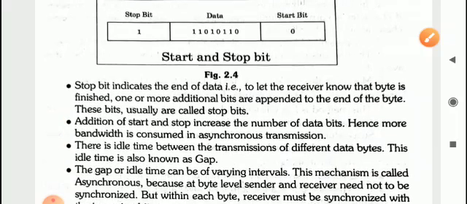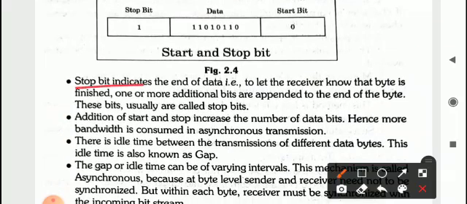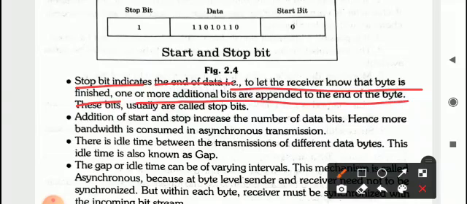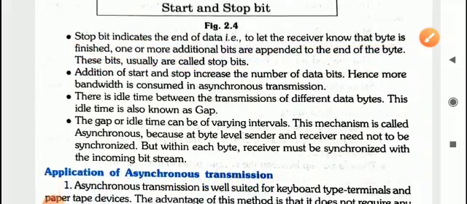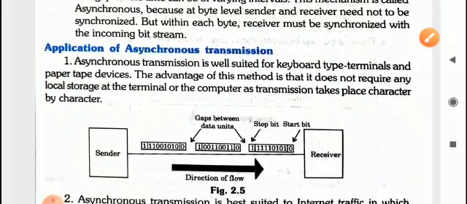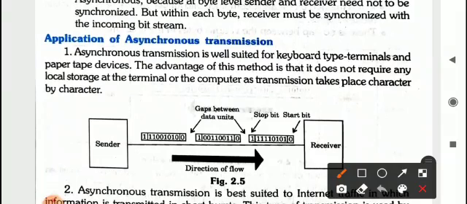And then we come to the stop bit. Stop bit indicates the end of the data, that is, to let the receiver know the byte is finished. One or more additional bits are appended at the end of the byte. These bits are usually called stop bits. You can see here the start bit is there and the stop bit is here, that is the beginning and end of the data. Asynchronous transmission is suitable for keyboard type terminals and paper tape devices.